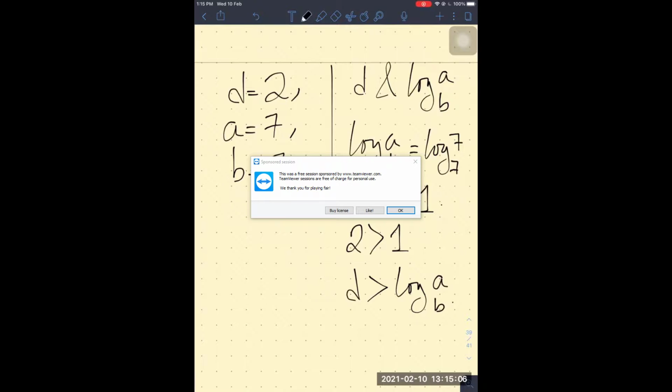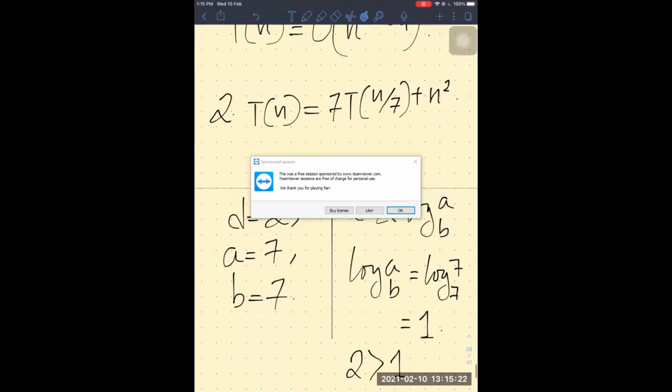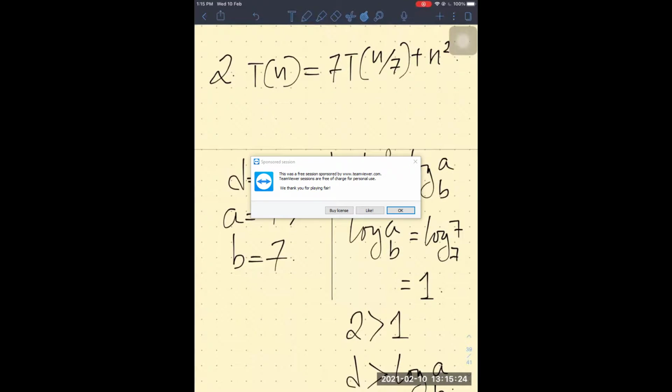So by applying Master's theorem, we can directly say that T(n) will be big O of n to the power d, which equals big O of n squared. So this will be the runtime for this given algorithm. Any question? Any confusions regarding this one?